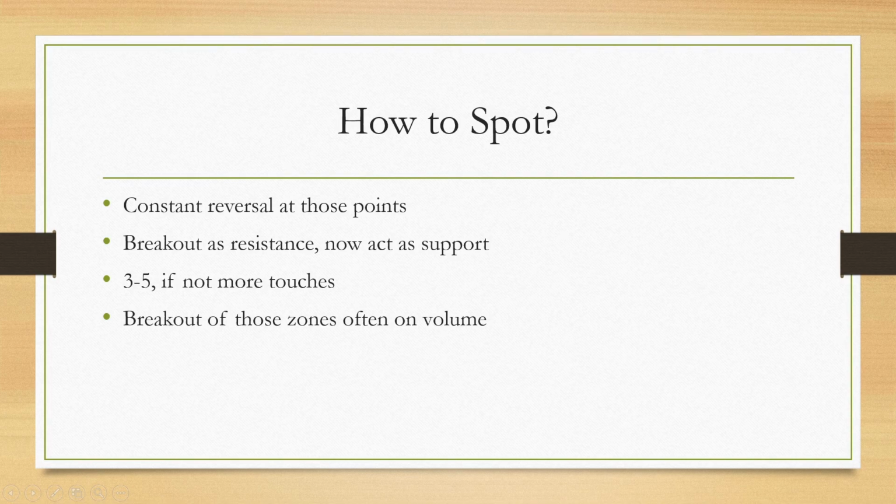This area usually gives you about 3 to 5, if not more, touches, that becomes a very clear area that shows you that this area is constantly being traded at. And if it breaks over that zone or breaks below that zone, then you usually see some very significant volume that pushes it over that area of confluence. Then you know it's a clear breakout.